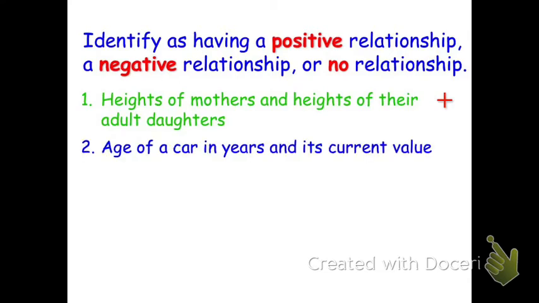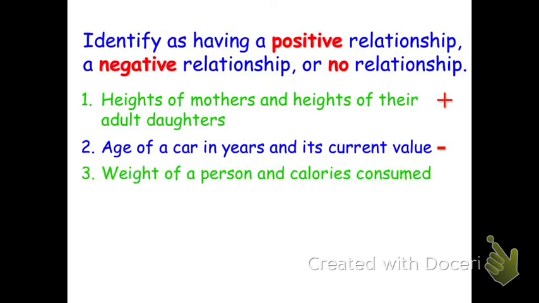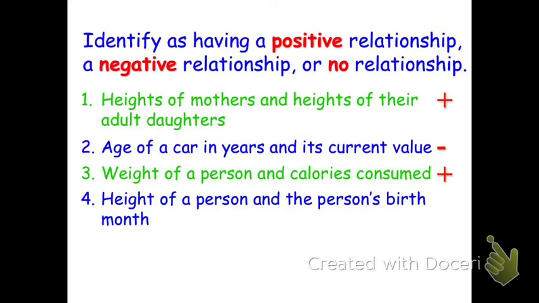Age of car in years and its current value. Negative. The older the car, the less it's worth. Weight of a person and calories consumed. Positive. Good. Positive. I gave you the answer. I'm sorry. No correlation. Height of a person and the person's birth month.